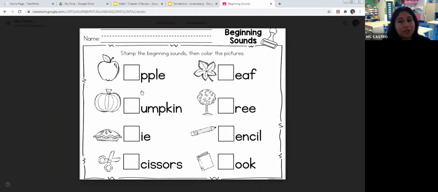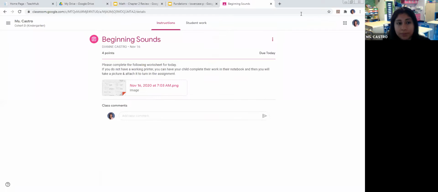Don't use uppercase letters, boys and girls, because we haven't done uppercase letters just yet. So just focus on writing the lowercase letters. The rest of the pictures are this: pumpkin, pie, scissors, leaf, tree, pencil, and book. So it's going over some of the letters that we've already done. And it's a really fun activity because it connects to the season of fall, the season of autumn, and even school, the fact that we are in school, okay?